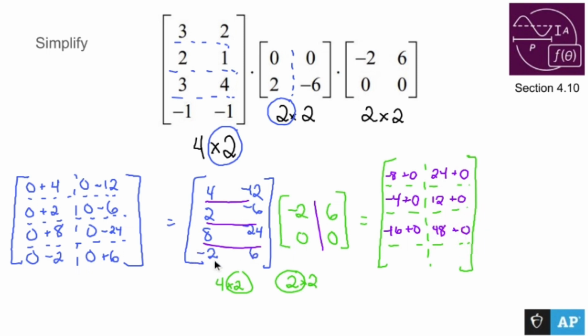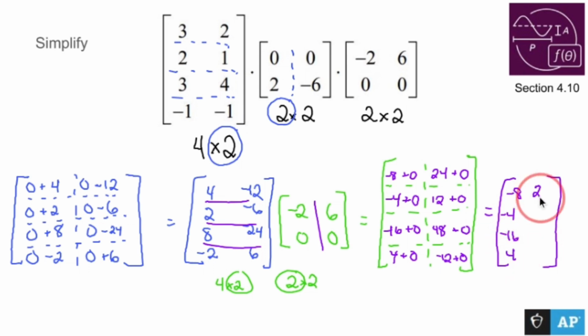Last row, first column, -2 times -2 is 4. 6 times 0 is 0. And then last but not least, last row, last column, -2 times 6 is -12, and 6 times 0 is 0. Then you add them up. Lots of zeros. So basically, you just get -8, -4, -16, 4, 24, 12, 48, -12.